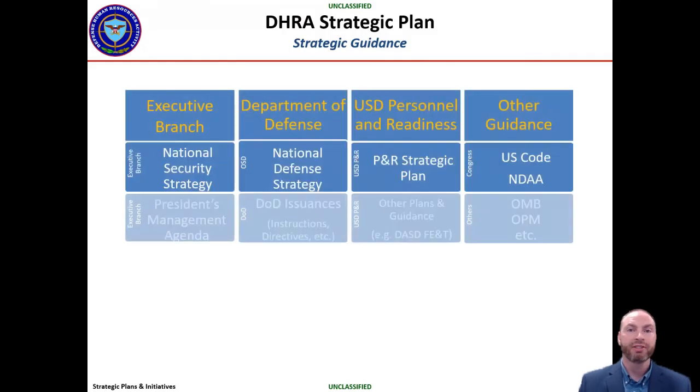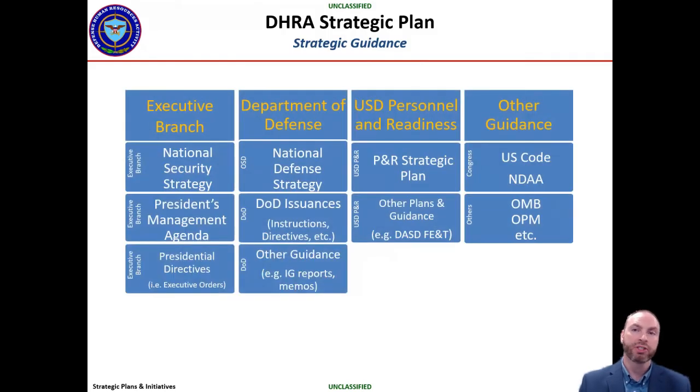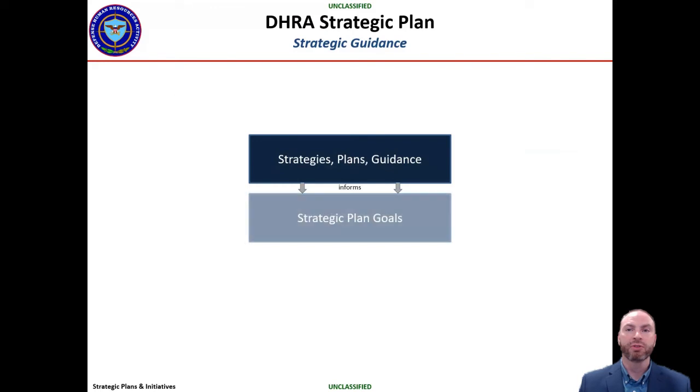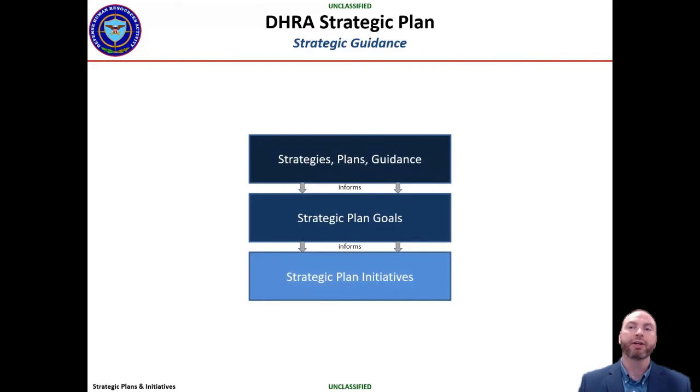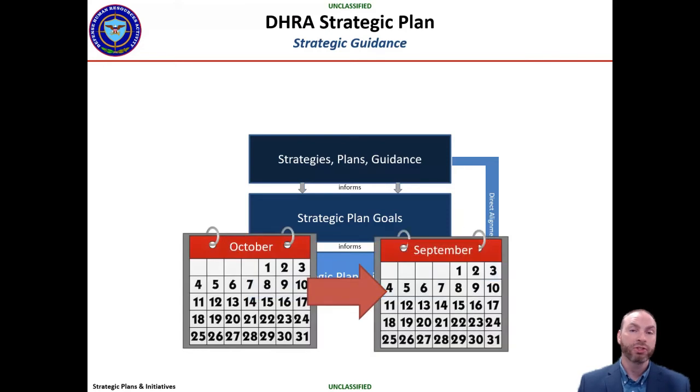DHRA receives guidance and direction from many sources, such as from the DoD and from the Office of the Undersecretary of Defense for Personnel and Readiness. This guidance influences our strategic plan goals, and our goals shape our initiatives. We can reflect the latest guidance and respond to changes in the political, financial, or regulatory landscapes by updating our initiatives. A lot happens during the fiscal year that may warrant an update to our strategies or a reappraisal of the information in our strategic plan.